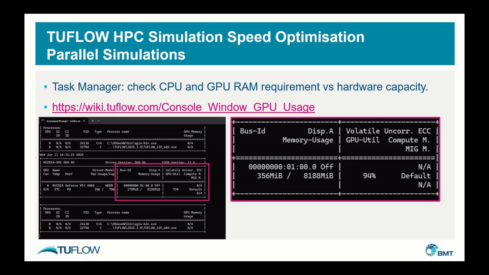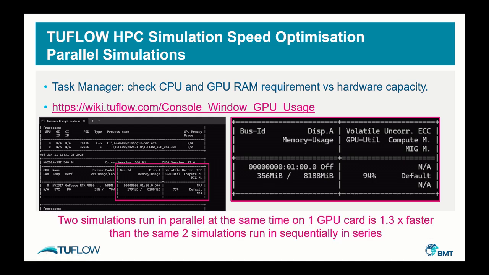How did that impact the simulation time? Okay, so running 2 simulations in parallel at the same time actually got through that project load 1.3 times faster than if I ran both of those simulations in series, one after another. So it's not a double speed up. The models will run slower, but collectively as a group you'll get through the project load much faster.